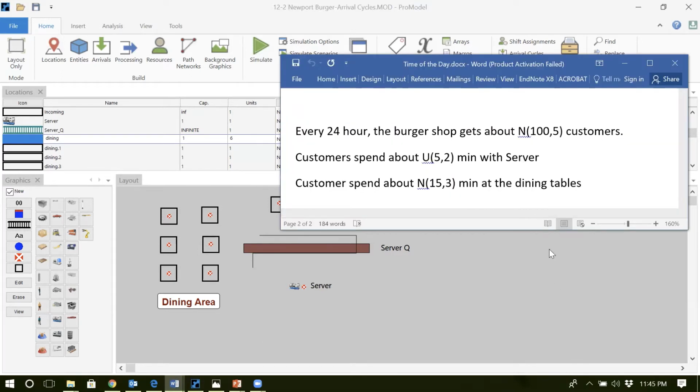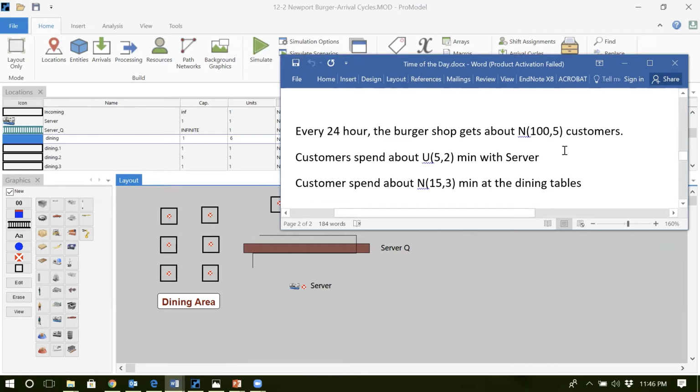The number of customers that this burger shop gets in every 24 hours has a normal distribution, average 100, and a standard deviation 5. Okay, so these are the total number of customers that come to the restaurant in every 24 hours. The time that the customers spend with the server to place their orders and so forth has a uniform distribution, average 5, half width 2, and the time that they spend at dining tables to eat their food has a normal distribution, average 15, and a standard deviation 3.